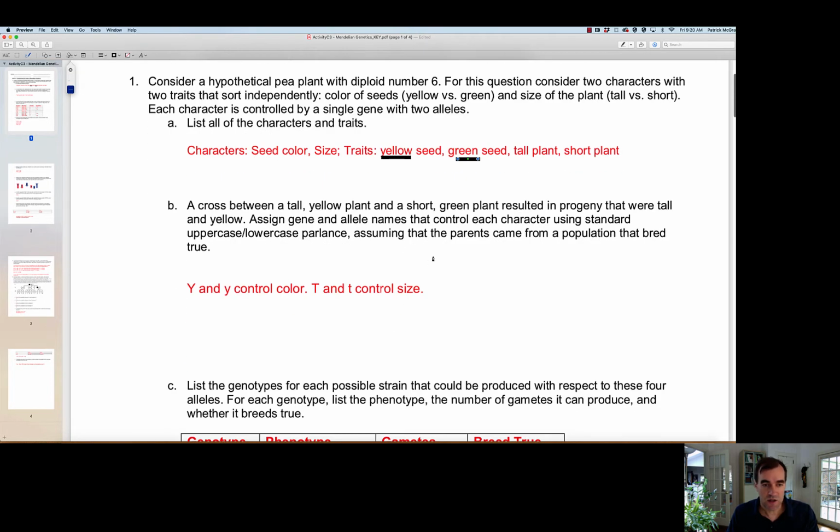A cross is made between a tall yellow plant and a short green plant, and these resulted in progeny that were all tall and yellow. So assign gene names and assume that the parents came from a population that bred true. So Y and y control color, T and t control size. So we've assigned gene names and allele names, and following the standard dominance, the capital Y indicates that it's dominant over the little y.